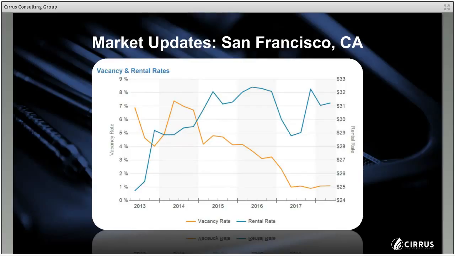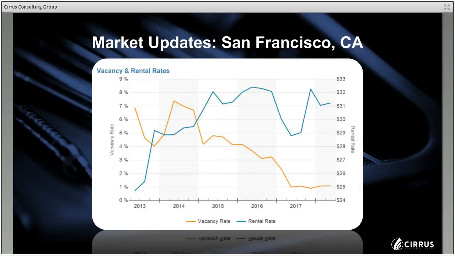And finally, in San Francisco, California, we see a very similar story. Vacancy rates are trending just above 1% today. So vacancy rates since the beginning of 2013 have decreased significantly, which means there is very little inventory of commercial real estate or commercial space for lease in the San Francisco market. Accordingly, rental rates have increased quite significantly, from about $24.50 per square foot on an annual basis to above $31 per square foot on an annual basis in terms of rent.